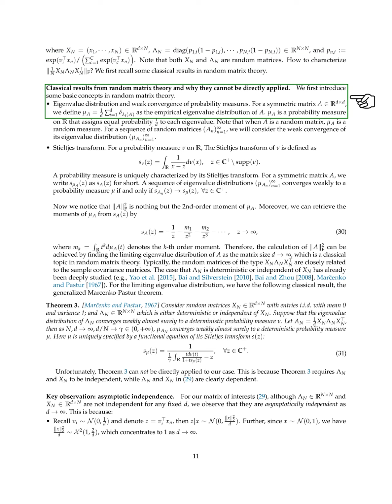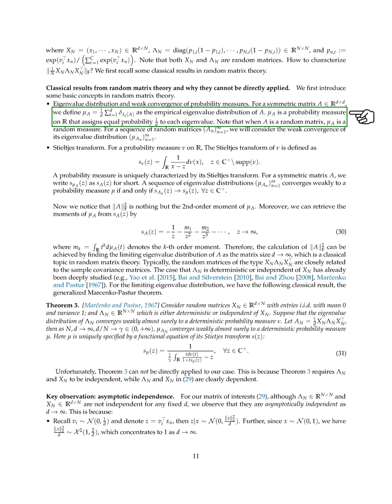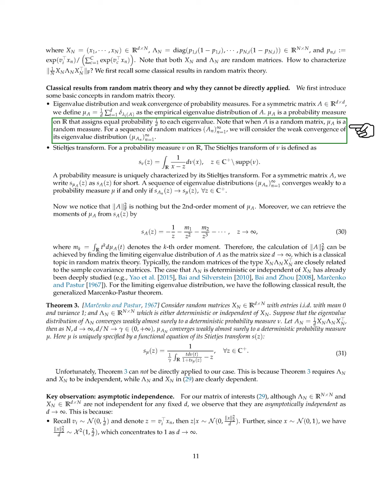To characterize one of them, we first review some fundamental concepts from random matrix theory, including eigenvalue distribution and weak convergence of probability measures. For a symmetric matrix, we define its empirical eigenvalue distribution, which is a probability measure that assigns equal likelihood to each eigenvalue. When the matrix is random, this measure also becomes random. We will examine the weak convergence of the eigenvalue distribution for a sequence of random matrices. The Stieltjes transform of a probability measure is a key concept, as it uniquely characterizes the measure.